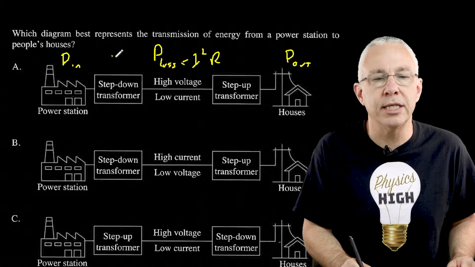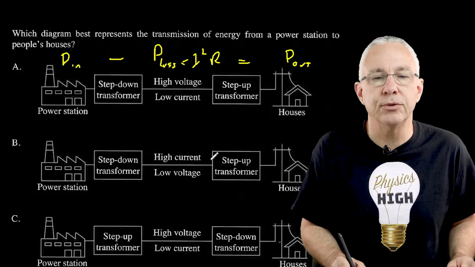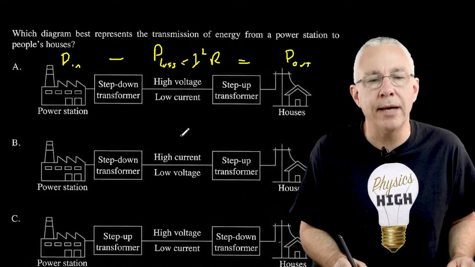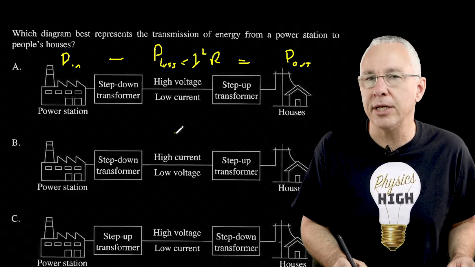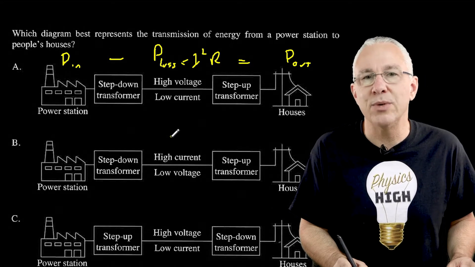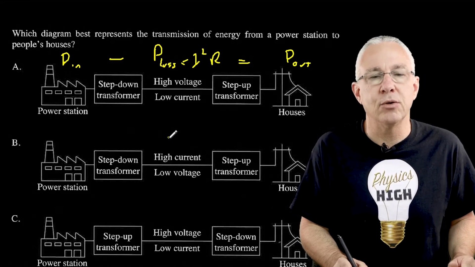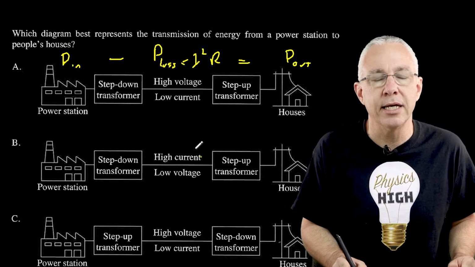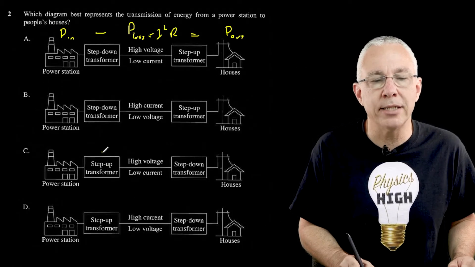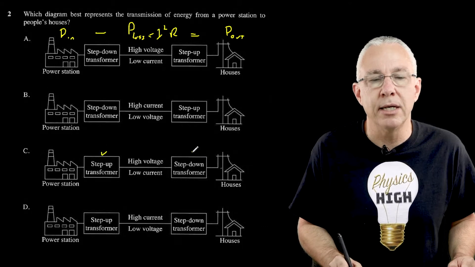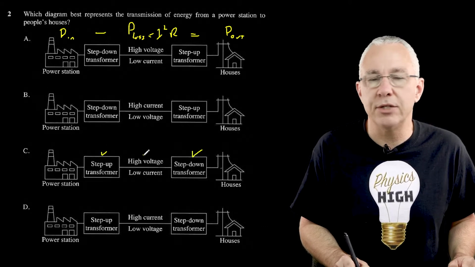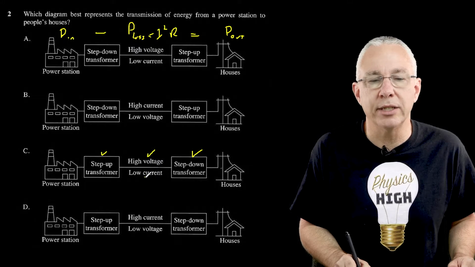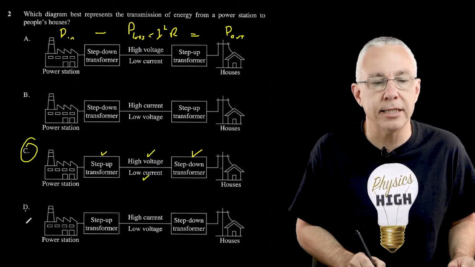And so in other words, this minus that is equal to this. So you want to reduce I, and the only way to reduce I is to increase V. In other words, we step up the voltage in order to get the current down, and then of course step down the voltage at the other end. And so therefore the only possible answer is that we have a step up transformer, a step down transformer, and we are transmitting it via a high voltage in order to get our low current, so the answer is C.